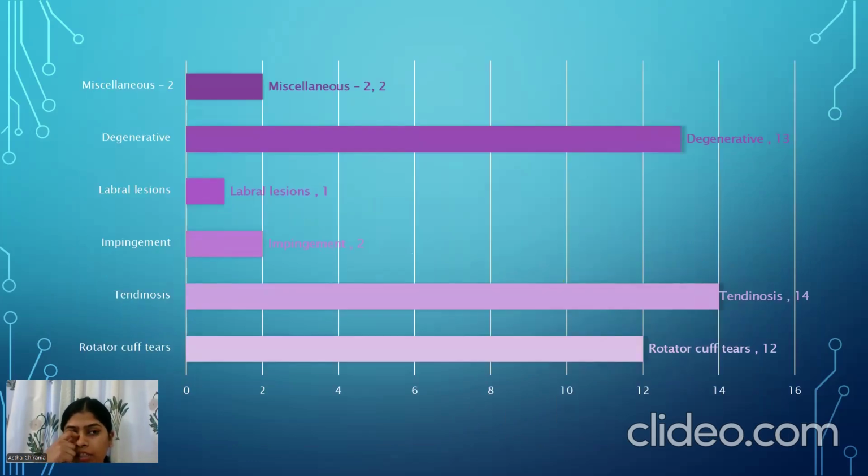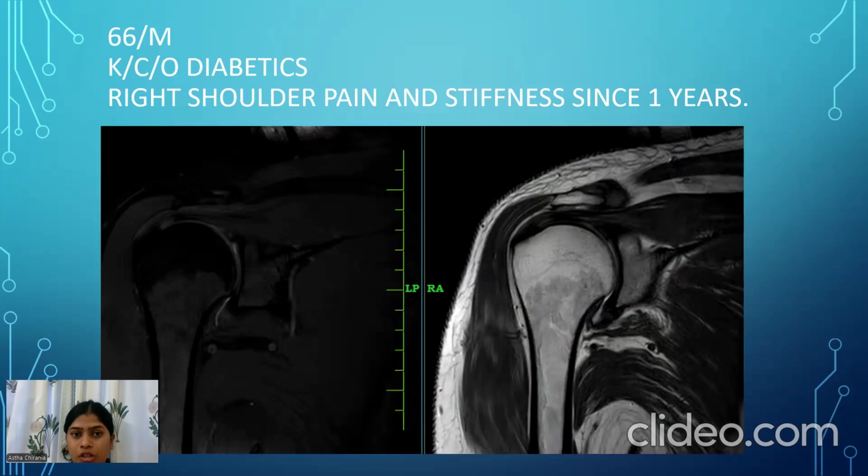The presentation included a mixed picture, out of which 13 patients presented with degenerative changes, 12 patients presented with rotator cuff tears, and tendinosis was noted in 40% of patients. Impingement was seen in two patients, and labral lesion was seen in one patient.